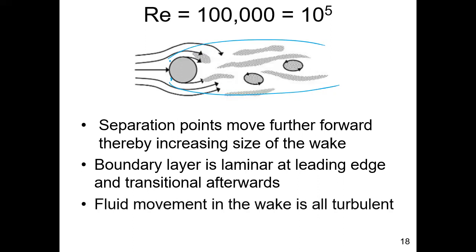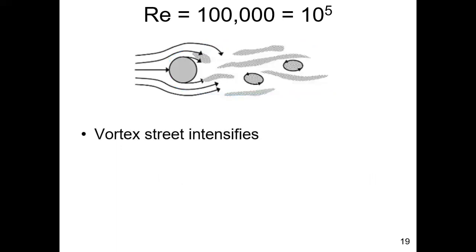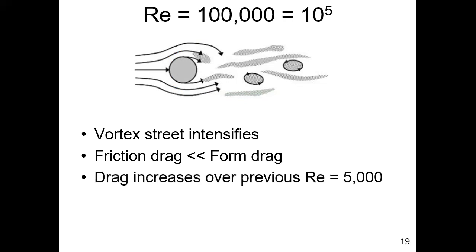That's an important concept. The fluid movement in the wake now is all turbulent. So at this Reynolds number, we have no more laminar subwake. At the previous Reynolds number, which was 5,000, we had a laminar subwake. Maybe more importantly, the vortex shedding intensifies. And now friction drag is much, much less than form drag. That difference in pressure from front to back is dominant. Again, the total drag force just keeps increasing.